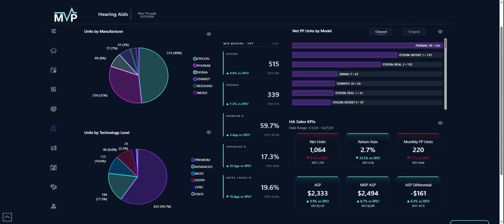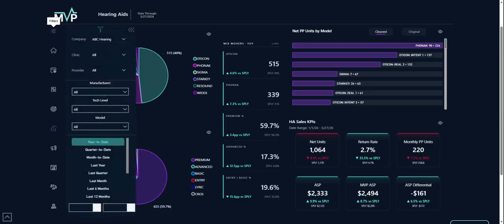Just like elsewhere in MVP, you can open up the Filters pane by clicking on the icon in the top left corner. Here you can filter the entire module by company, clinic, or provider, or units from a specific manufacturer, tech level, or model. You can also change the time period for which the data is being displayed.